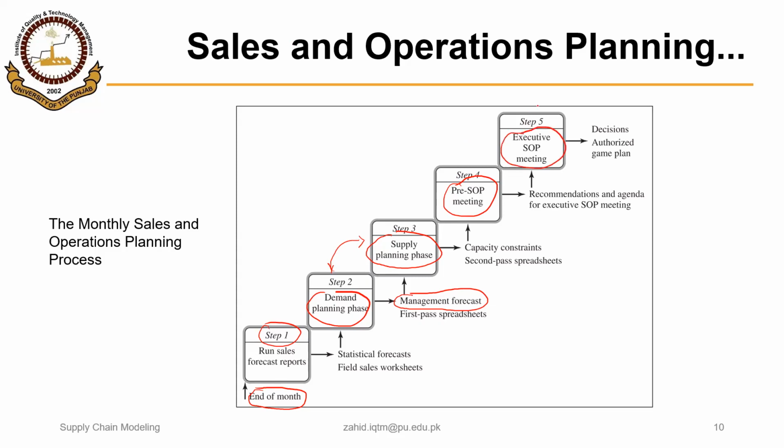Here, the conflicts, if they were not resolved in step four, are discussed and resolved. Final decisions are made by the top management. Final approval is made about the quantities to be produced. And if financial resources are required, they are also approved. So that is something that everyone agrees upon. And that is actually the action plan for the next month.